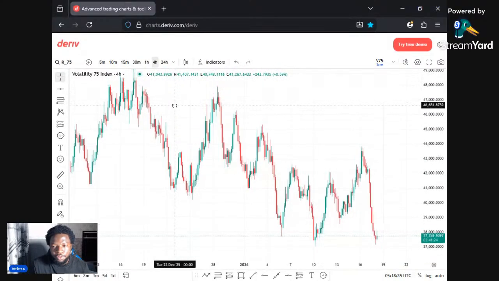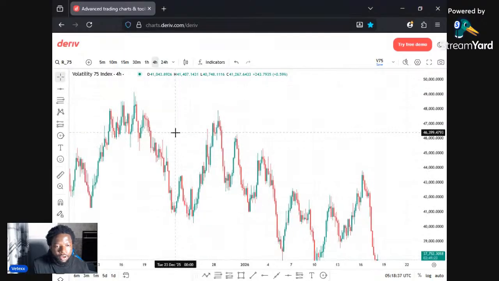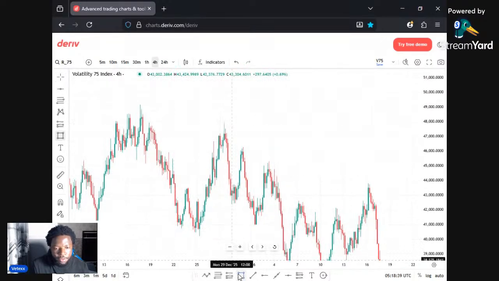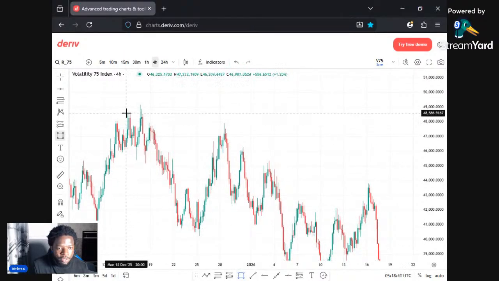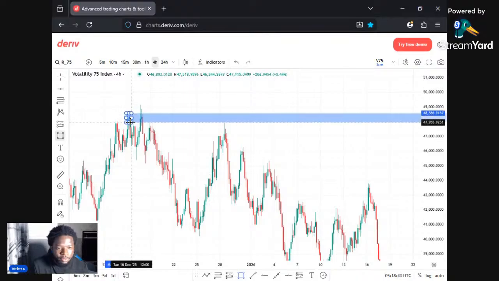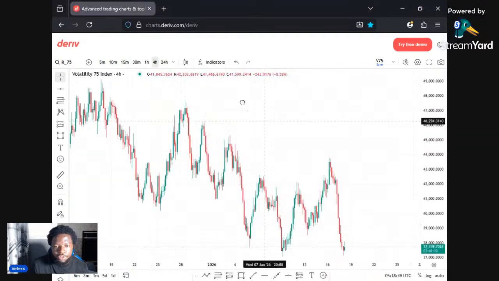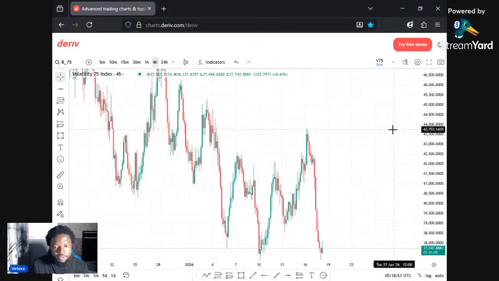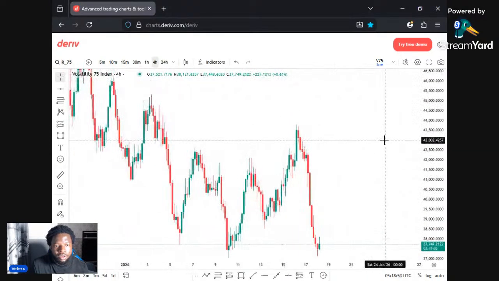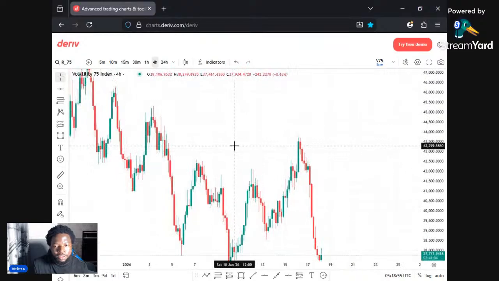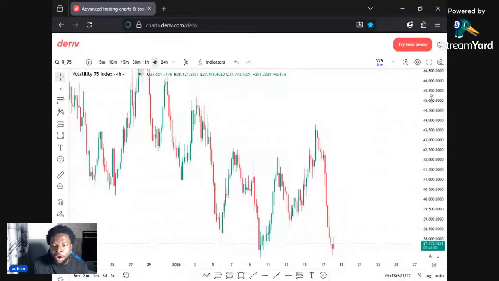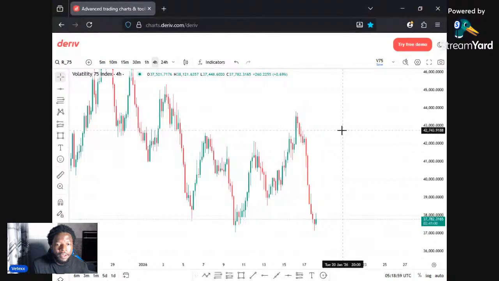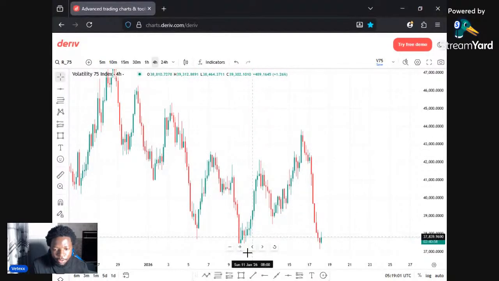What do we have on? Okay, you can see we already have a 4 hour setup that previously didn't take out the structural liquidity, so I think this one is not that valid. Clearly looking at this, you can see that we have a 4 hour setup here.